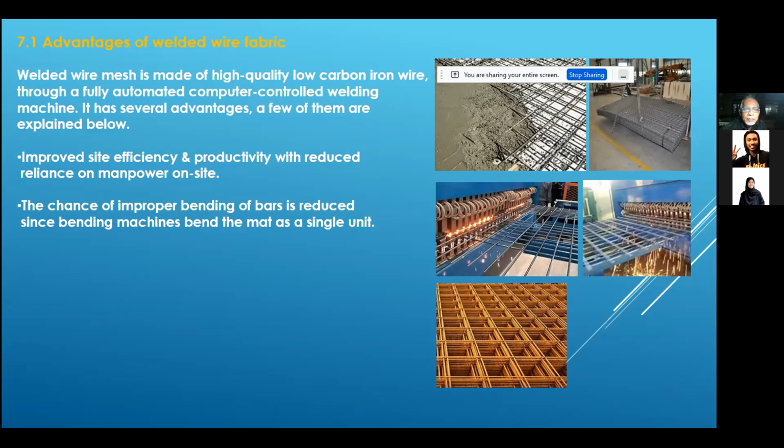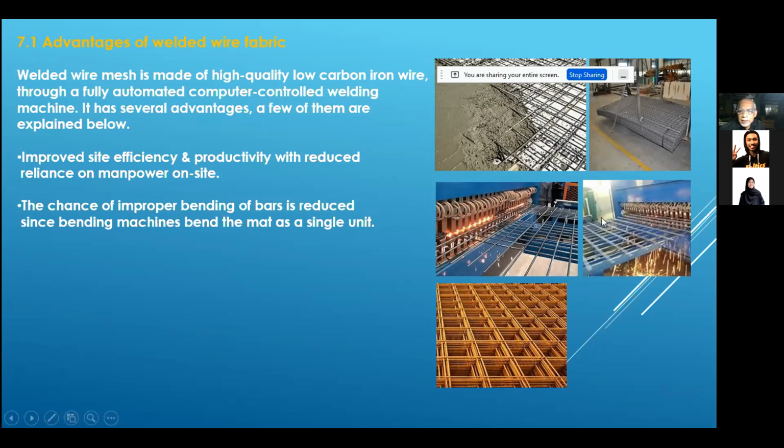And also sometimes a lot of defects happen when they are doing the tying and the placement of all those reinforcements. Secondly, the chance of improper bending of bars is reduced. The same bending machine bends the mat as a single unit. When they want to join, they have to bend all those long reinforcements. When bending, sometimes it may not follow the standard specification that's required.